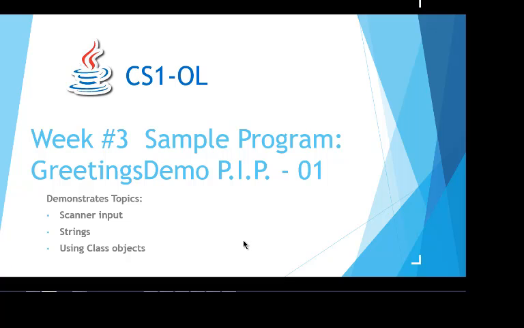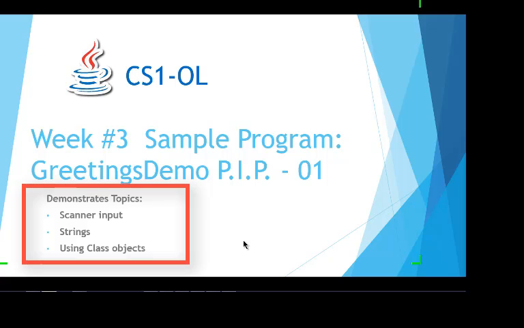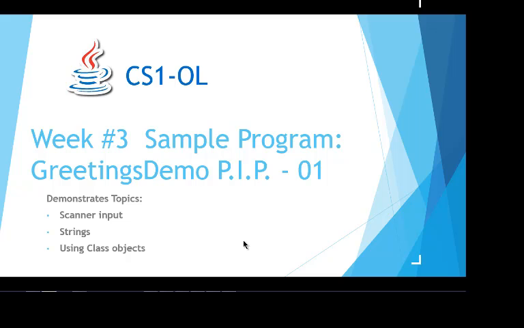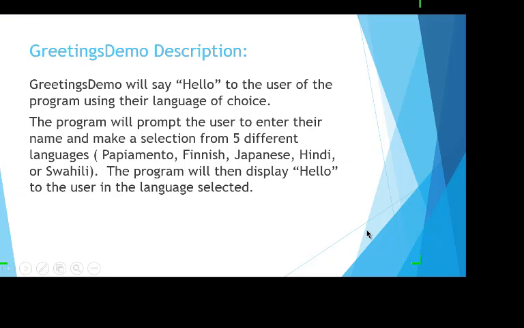This is a sample program called Greetings Demo for week 3. It is a PIP, Project in Progress. This is version 1, and we will look at a second version of this next week when we introduce looping and decision making. But this week we keep it simple and demonstrate the topics of scanner input, strings, and using class objects. Here is a description of the Greetings Demo project.